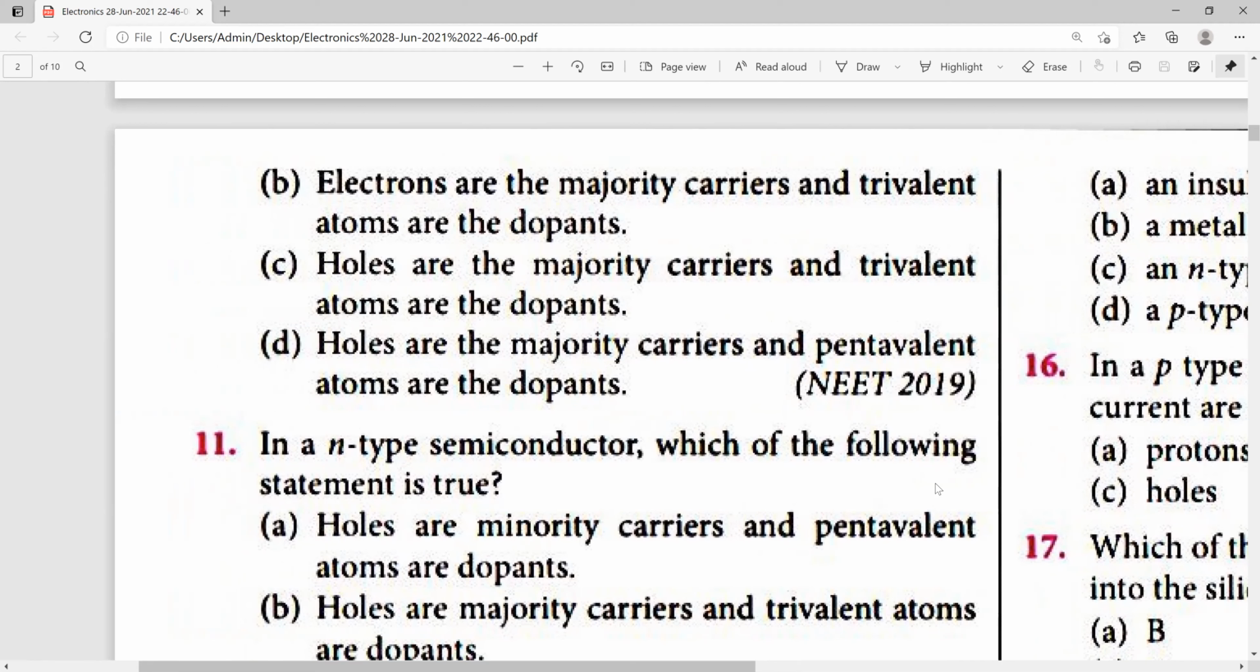In a p-type semiconductor, holes are the majority carriers and trivalent atoms are the dopants, such as aluminum and gallium. Therefore, for the 10th one, C1 is the right answer, that is, holes are the majority carriers and trivalent atoms are the dopant.